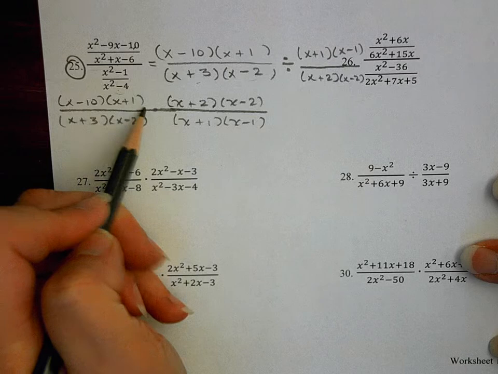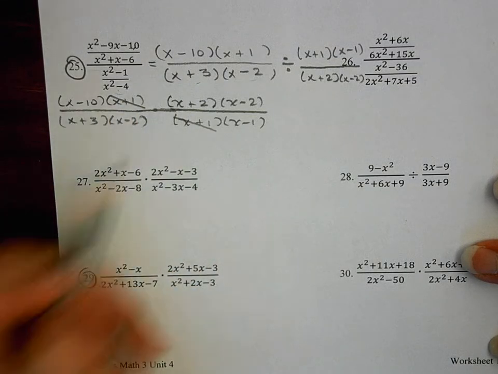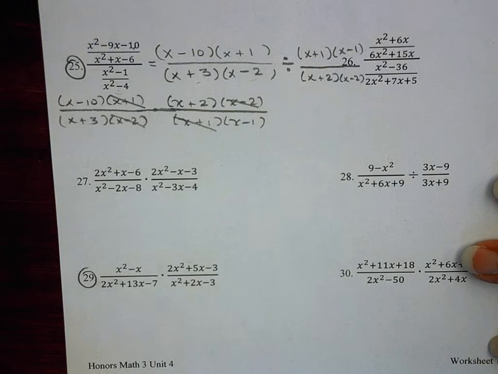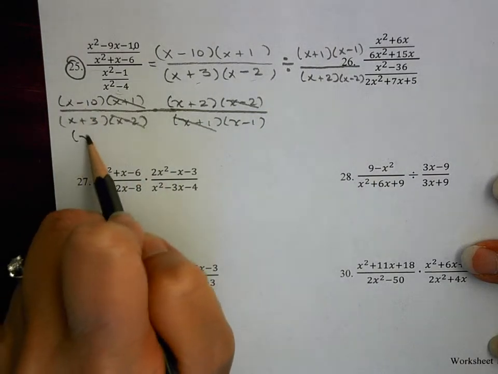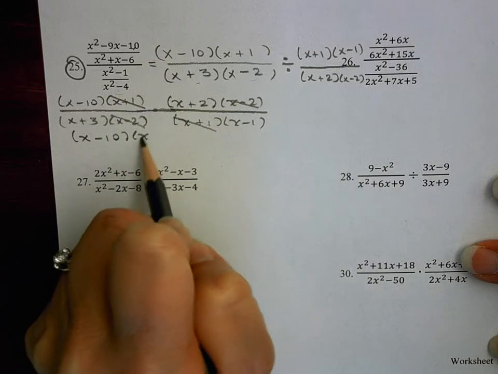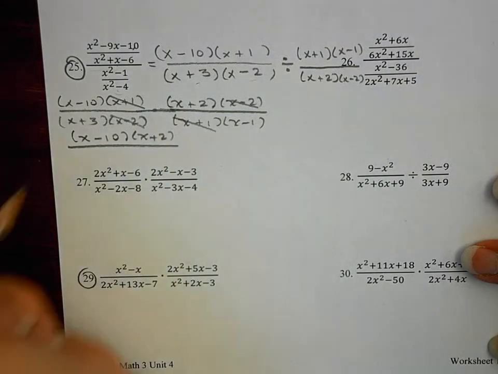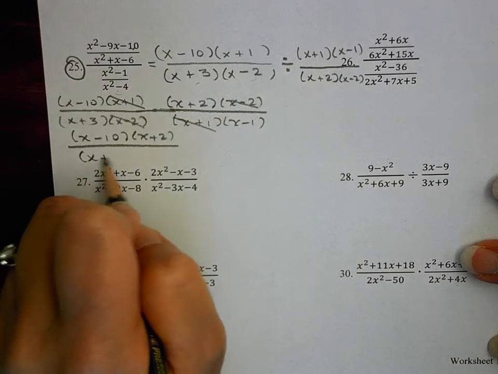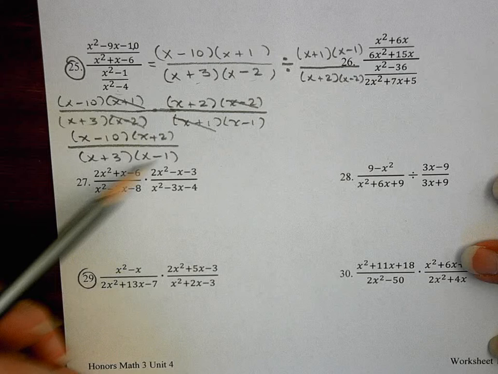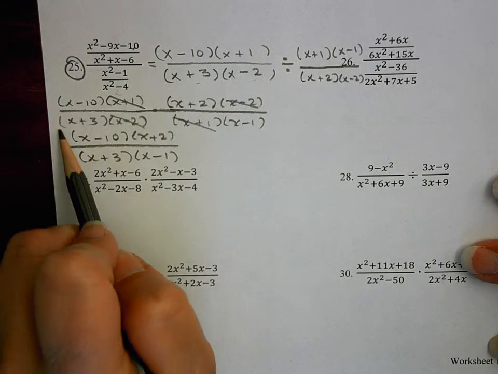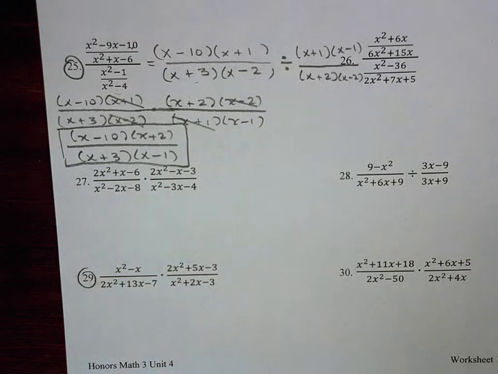So I see x plus 1 will cancel, and so will x minus 2, and I think that's it. So then in the numerator I have left x minus 10 and x plus 2. And then in the denominator I have an x plus 3 factor and an x minus 1 factor. And if I look again, I don't have any common factors, so I'm going to leave it just like that. Okay? All right, and then one more here.